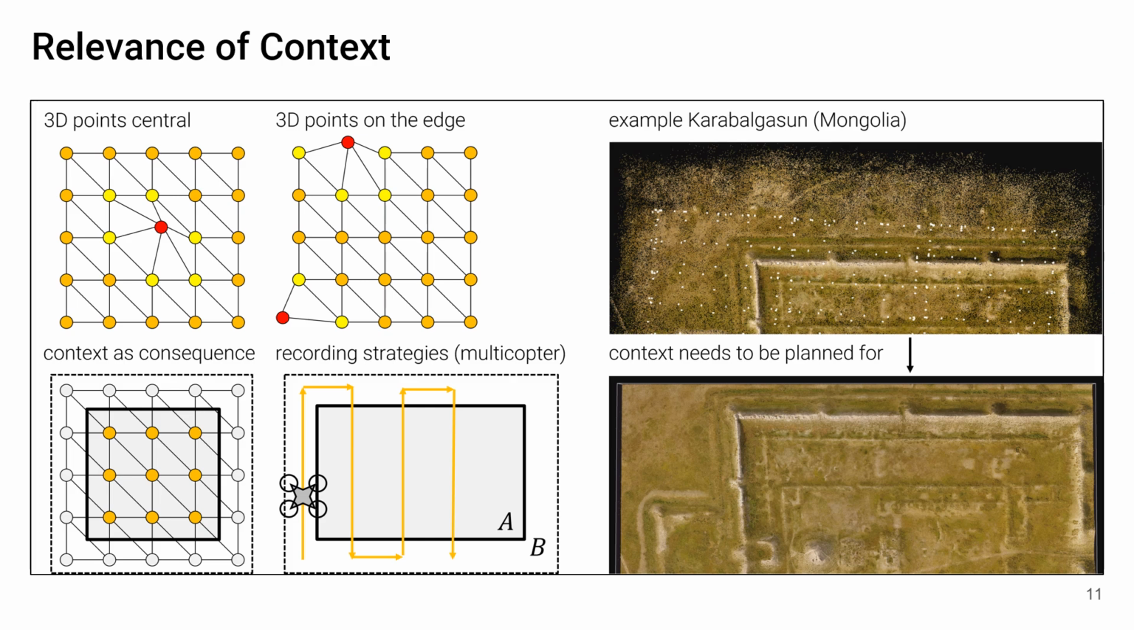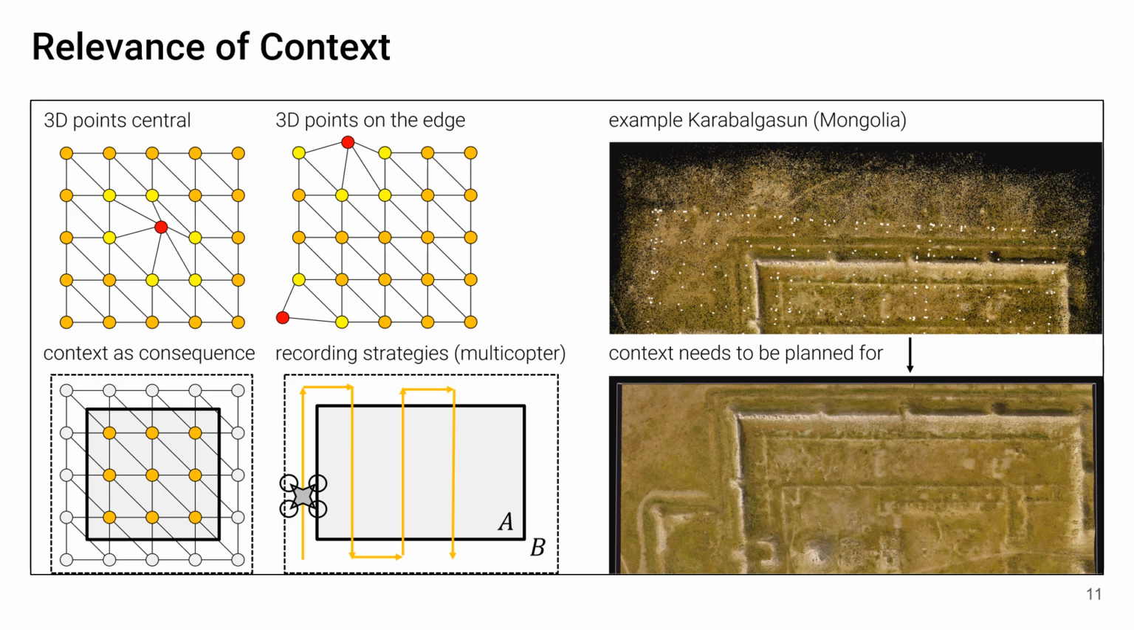We can see this in the lower left picture. The orange points represent the actual reconstruction area that we want to reconstruct, and the area around it represents the context that we should include for this purpose. To the right, we see an example of the multicopters we will talk about later. Here we see the area A, which we want to reconstruct, and for this we take the larger area B.